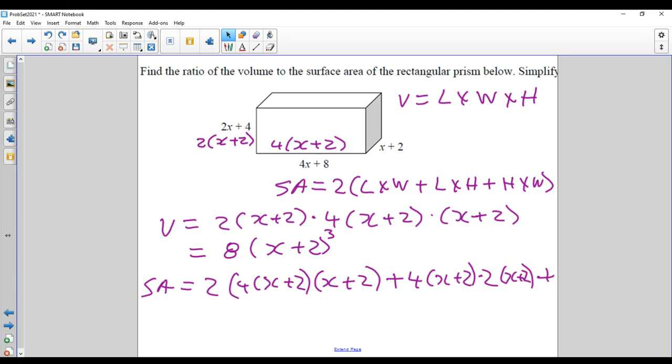Plus, which one haven't I done yet? Which one haven't I multiplied yet? I've taken this with this. I've taken that with that, but I've left one out, which is the one I haven't done yet. Yes, Aaron? The height and the width. So in other words, the x plus 2 and the 2 times (x plus 2). So let's do that. So plus 2 times (x plus 2) times (x plus 2).